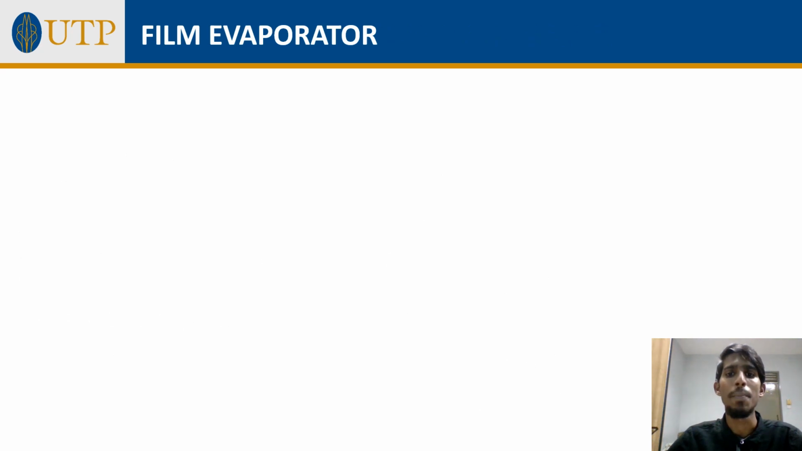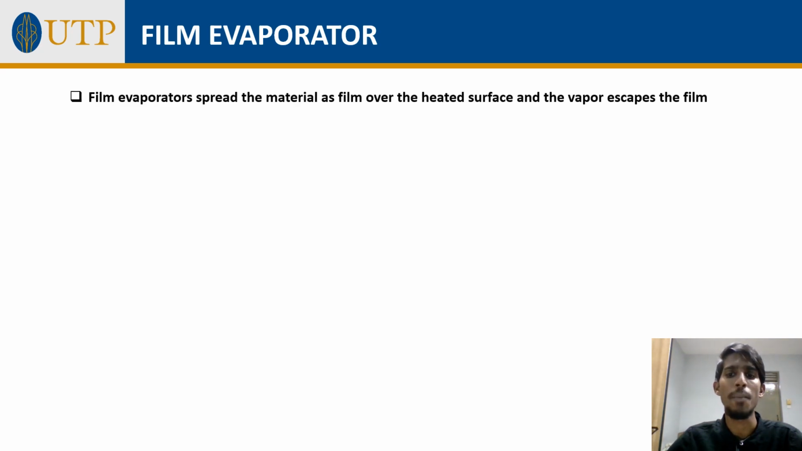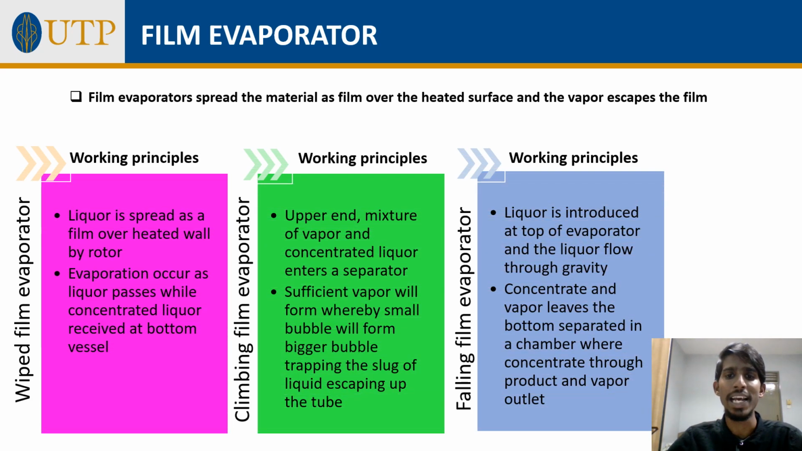I'm Ranjiv and I'll be presenting about film evaporator and forced circulation evaporator. I will start off with film evaporator. Basically, film evaporator spreads the material as a film over the heated surface and the vapor escapes the film. Under film evaporator, there are many types such as wiped film evaporator, climbing film evaporator, and falling film evaporator.